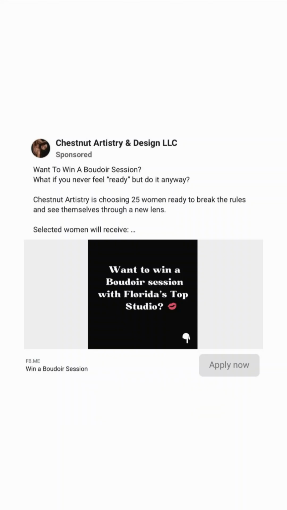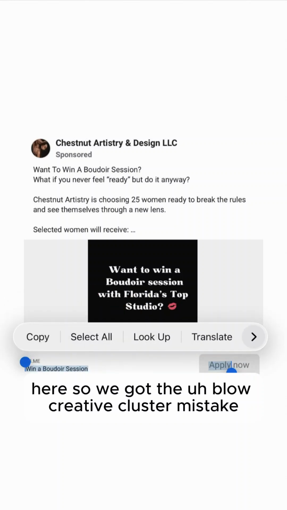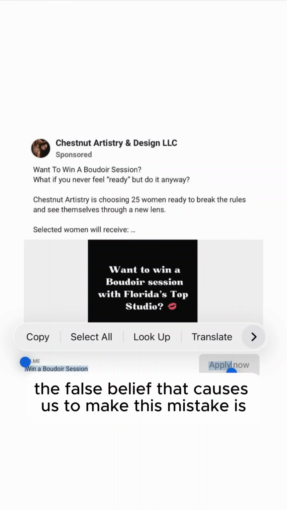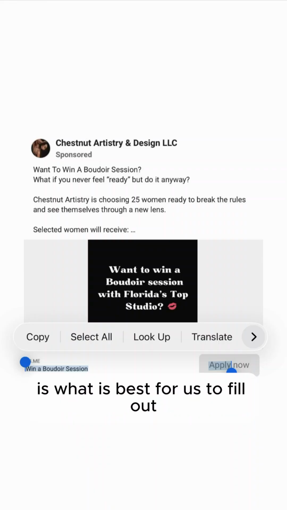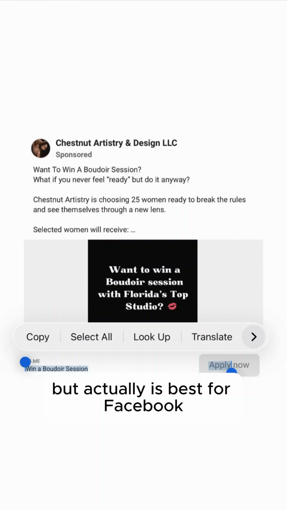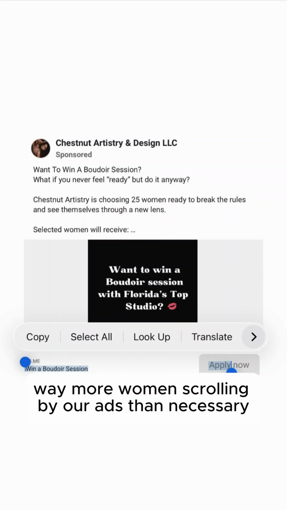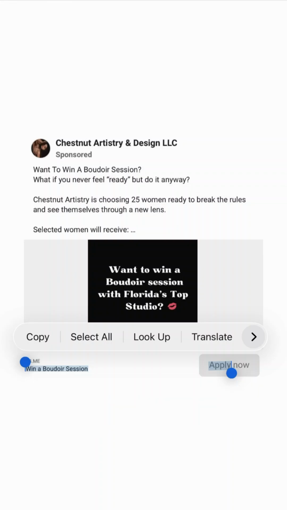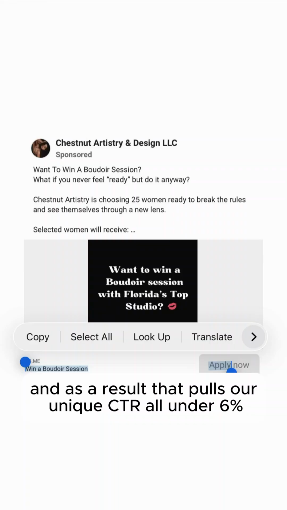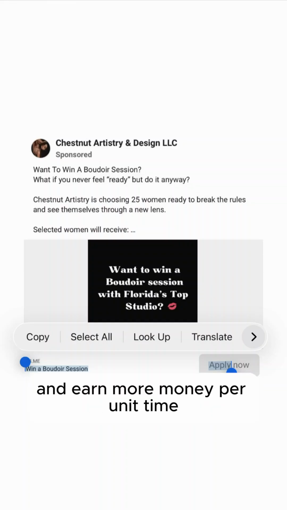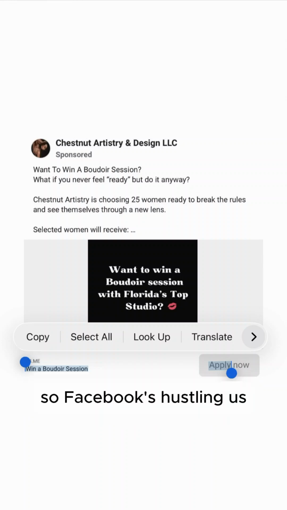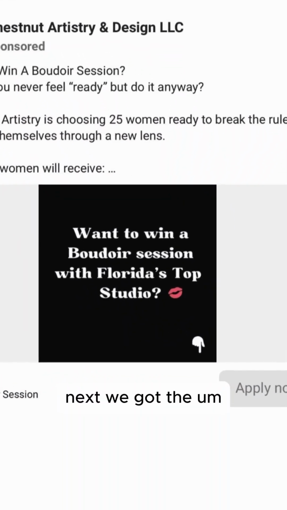So looking here, we got the below creative cluster mistake. The false belief that causes us to make this mistake is we're trusting what Facebook says we should fill out for our ad is what is best for us to fill out, but actually is best for Facebook. The consequence of this is way more women scrolling by our ads than necessary. And as a result, that pulls our unique CTR all under 6%, contributes to BLCS. Facebook's happy though, more women scrolling by our ad per unit time means Facebook can serve more ads per unit time and earn more money per unit time. So Facebook's hustling us.